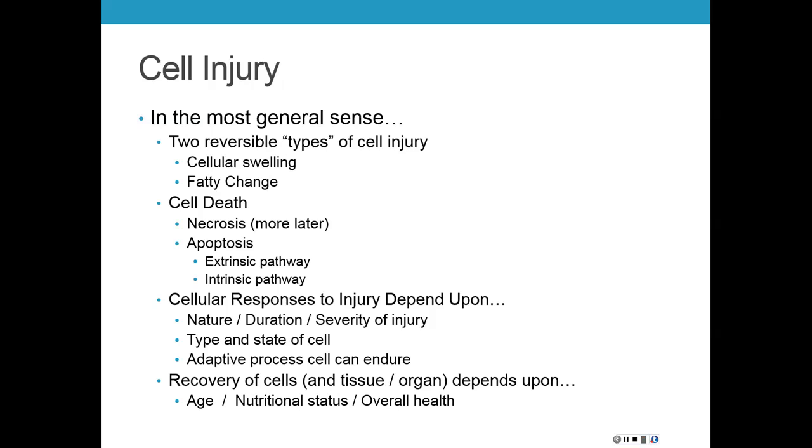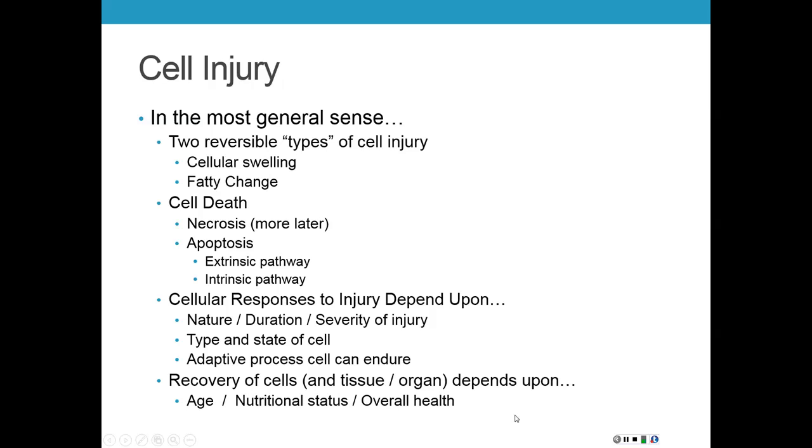How well the cell's tissue, organ, the person recovers depends upon their age. Young and old are more vulnerable. Are they well fed? Do they have good nutritional status? That helps enormously. So if there's starvation or poor eating habits in general, the elderly tend to have poor eating habits, especially those who are on fixed incomes, live alone, and eat a lot of canned soup, those kinds of things. They're much more vulnerable than someone who's eating lots of fruits and vegetables and calcium-rich foods and so forth.